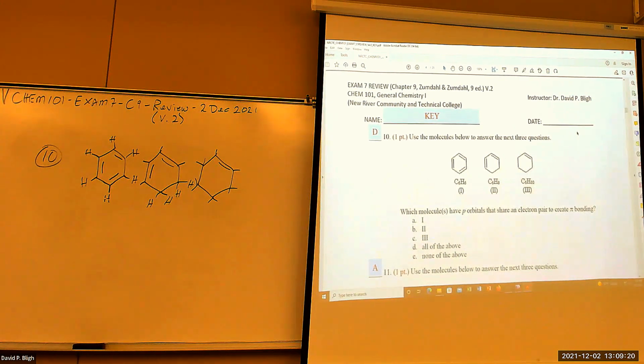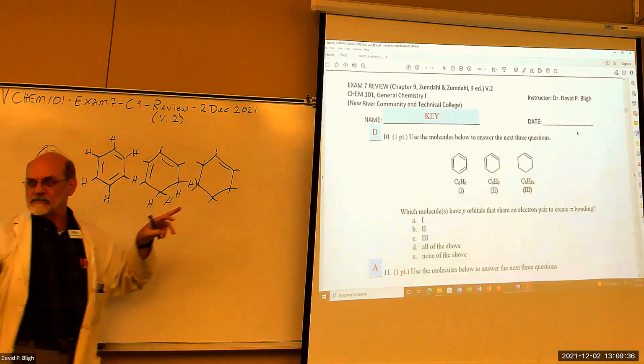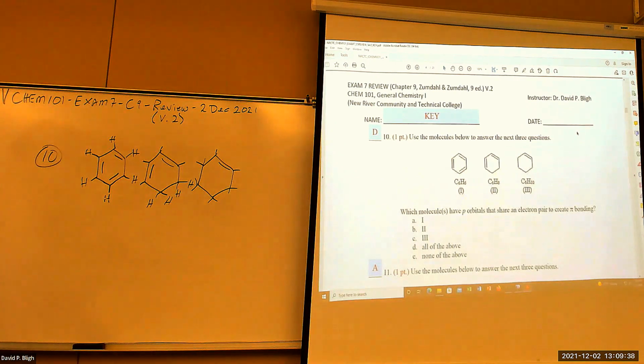All right, now what's the question? Which molecules have p orbitals that share an electron pair to create a pi bond? Which ones have pi bonds in it? That one does, that one does, and that one does. They all 3 have pi bonds. That's what that means right there. If they're sharing electrons to form a pi bond, all the above.